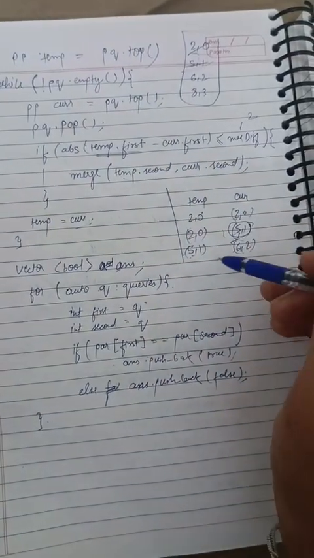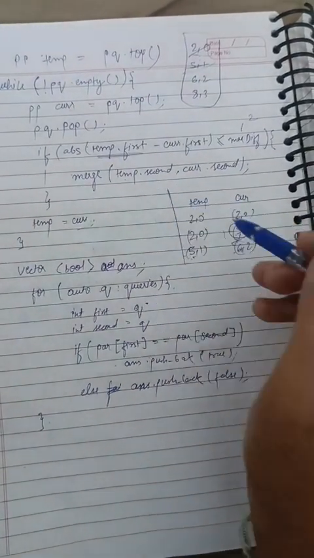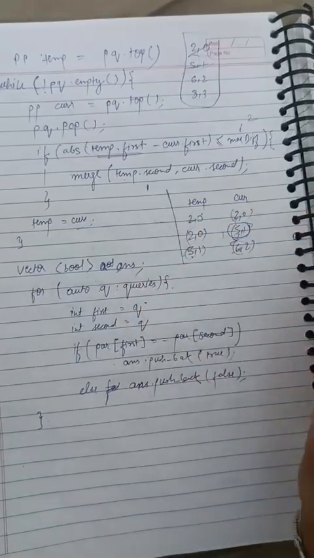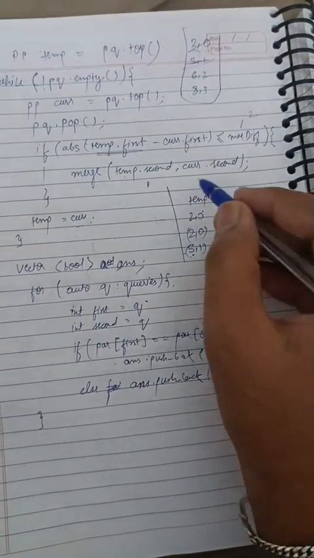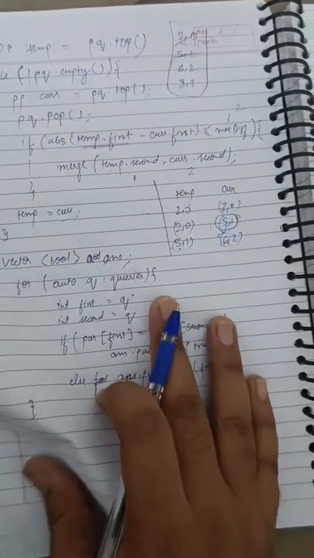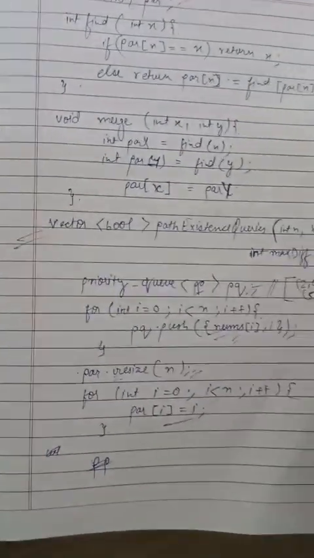Temporary, I think this is my temporary 5. So the temporary's second is 1 and the current's second is 2. Now I will merge them. How am I merging? Let's see.